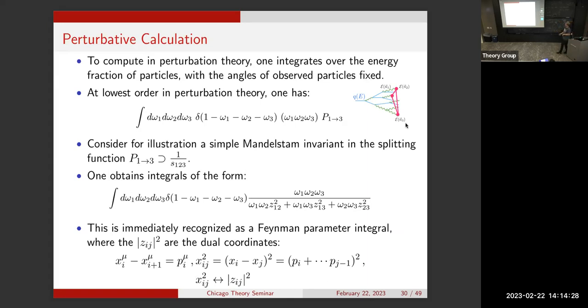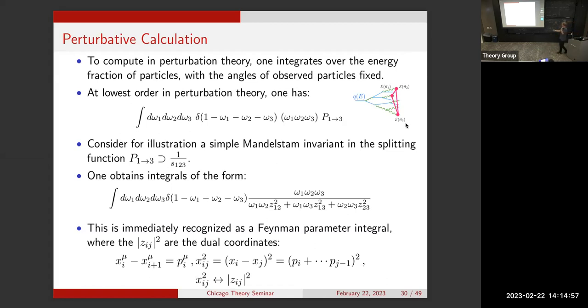If you take as an illustration a simple Mandelstam invariant for this splitting, in reality it'll be some more complicated Mandelstam invariant, but it will always be of this form. What you get are integrals over these energy fractions with some delta function, and then some object which is a quadratic polynomial in these energy fractions, where these zijs are the differences on the sphere between the energy correlators.